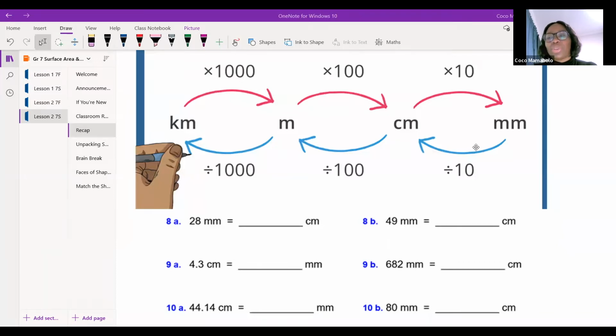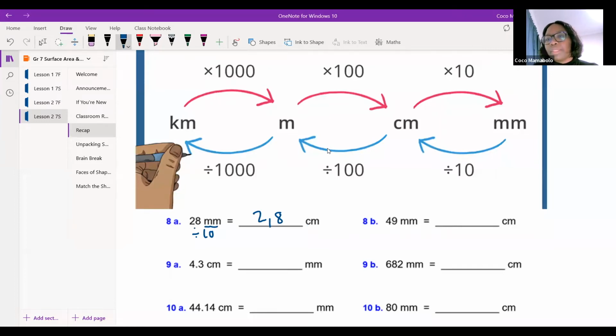All right, Apelele, let's do 8 together. Are you ready? Yes, ma'am. I'm going from millimeters to centimeters. So what do I need to do? Divide by 10. Good. So what is 28 divided by 10, my sweetie? 2.8. 2.8 what? Centimeters. Excellent. Don't forget the centimeters because we're going from millimeters to centimeters. Well done.